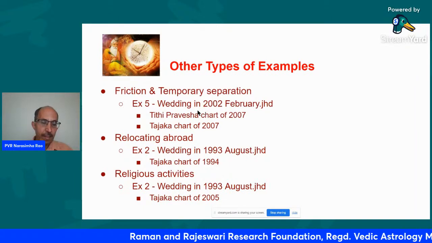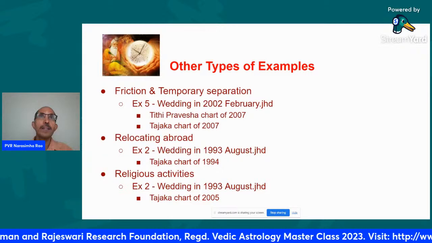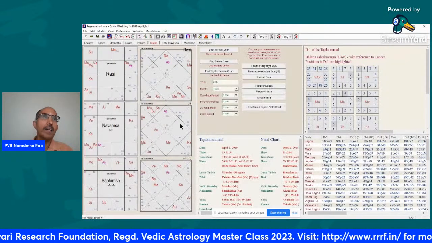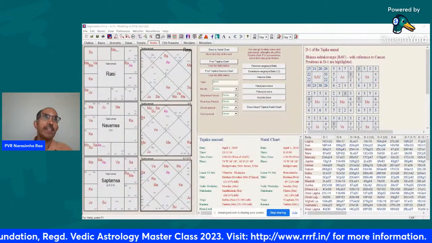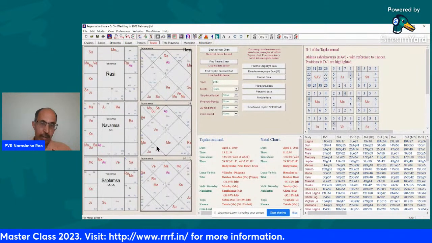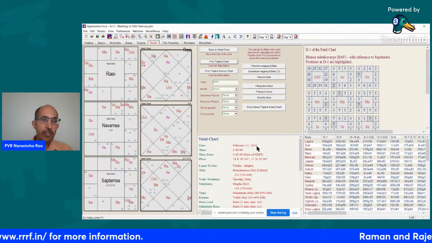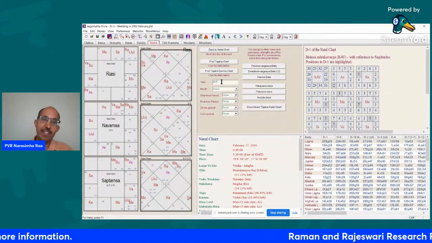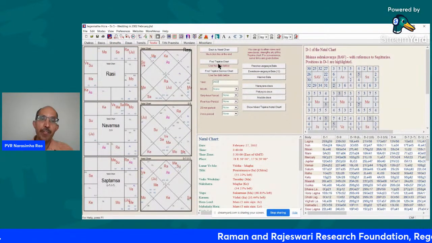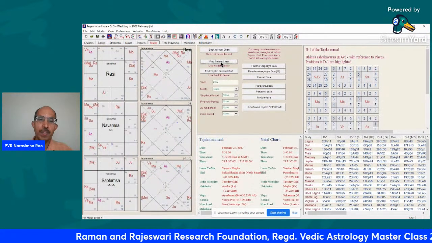Okay, let me bring back the chart in example 5. So marriage in 2002 February. We look at the time. 2007 is when the friction and temporary separation occurred. They lived separately for a few months.